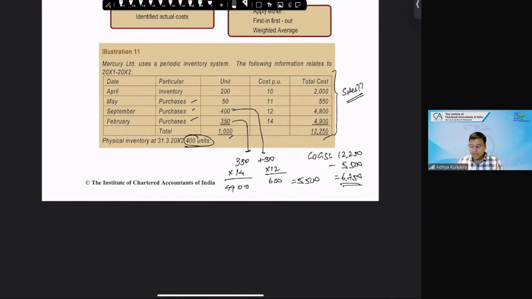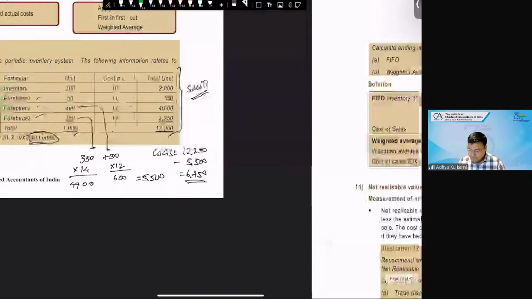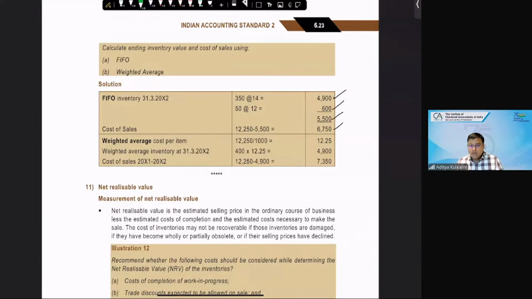Okay, you can see April, May, September, February, you are having opening inventory, purchase. Are you given sales data? You are not given sales data. If I look at the weighted average cost, 12,250 divided by 1,000, 12.25. This is okay because no other data is available. But this is okay only if nothing is sold during the period. But something is sold.